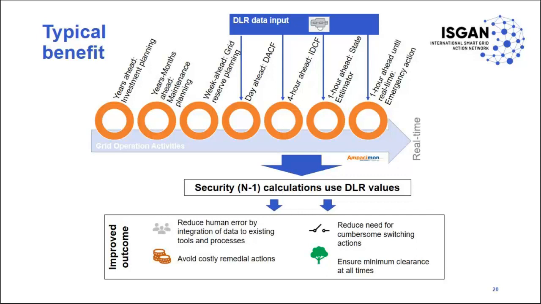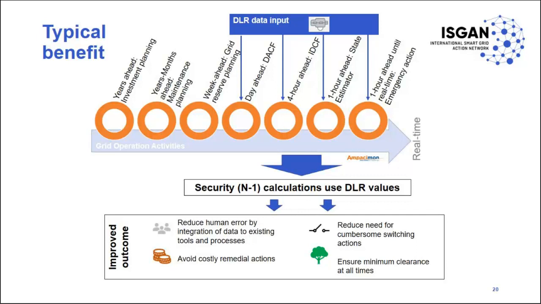For example, 1 hour ahead of real time, the state estimator in the grid control center automatically calculates the N-1 security power flows to assess on a rolling basis the expected loading on the lines. For this calculation, 1 hour dynamic line rating forecast values from our systems are automatically streamed into the calculation module. In a similar way, 4 hour ahead, a day ahead, dynamic line rating forecast values are used for grid security calculations instead of static ratings.